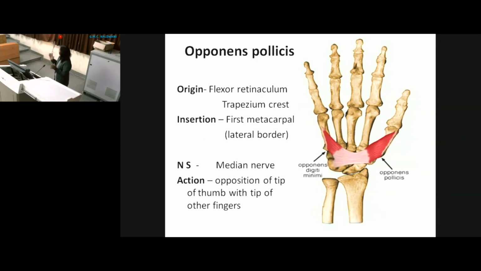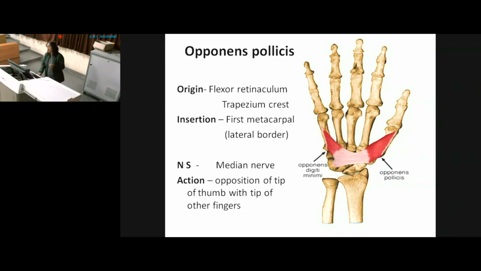Opponens pollicis: again the same lateral side muscles, so it arises from the flexor retinaculum and the crest of the trapezium, same origin. Insertion, the only difference, is into the first metacarpal bone, the distal part of the first metacarpal bone on the lateral side. It is not inserted at the base of the proximal phalanx, but on the head of the first metacarpal bone, very close to it. Same nerve supply, the median nerve, and the action, as the name says, opponens, means the thumb touches the tip of the other fingers. This is named the opposition action. So just deep to the abductor pollicis brevis you will see the flexor pollicis brevis, and below that you will see the opponens pollicis.